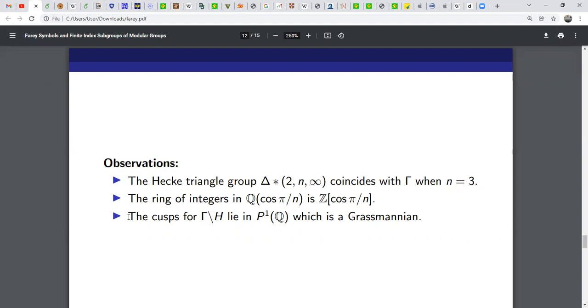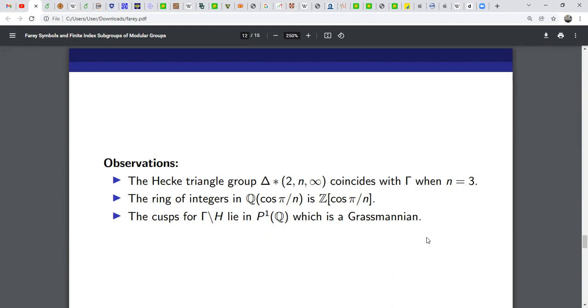And lastly, an observation of a geometric flavor. The cusps are in one-to-one correspondence with orbits of the PSL2Z, for its action on P1Q. This P1Q is a Grassmannian. A Grassmannian is the set of all k-dimensional subspaces, for instance, in Rn. They form a smooth manifold, and the projective line over the rationals is the simplest example. Projective spaces are the simplest examples of Grassmannians.